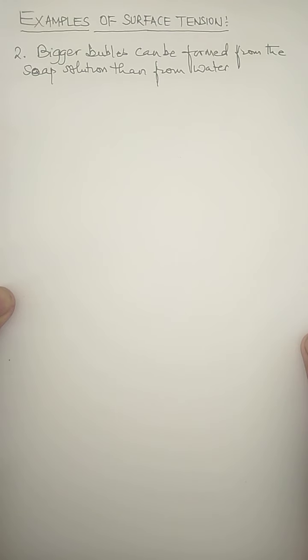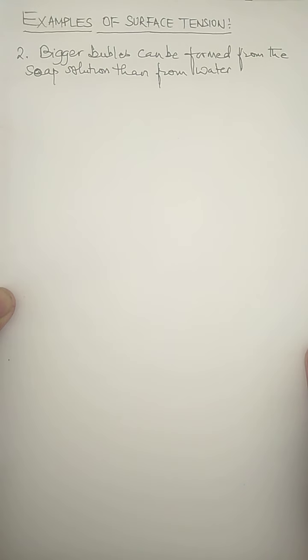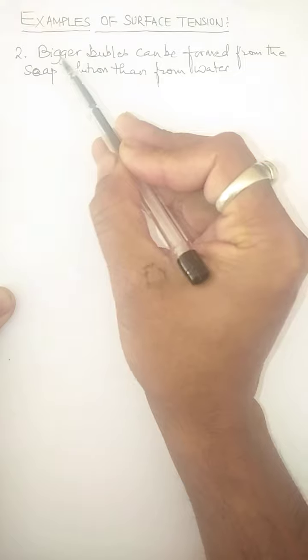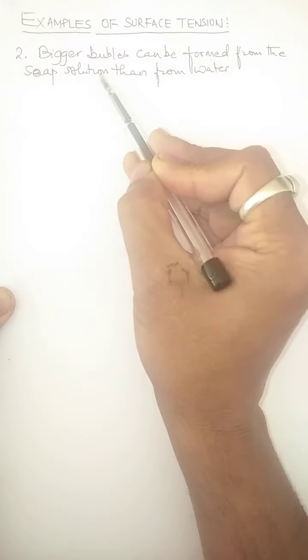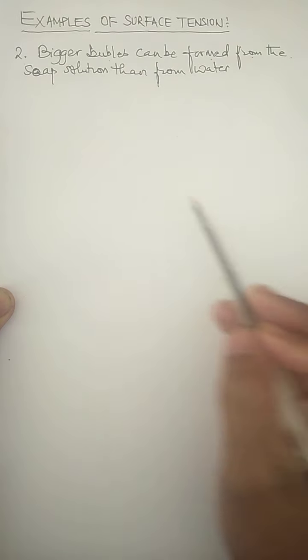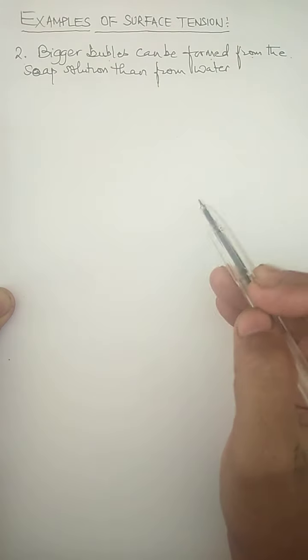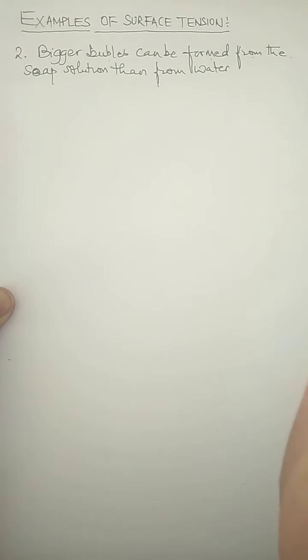Alright, dear children, we continue with the examples of surface tension that you learned in the last YouTube video. Now there are other examples of surface tension that we see in our day-to-day life, and number 2 example, let me just highlight, is that bigger bubbles can be formed from the soap solution than from water. Bubbles can form from water also, and bubbles can form from the soap solution. But why can the soap solution form bigger bubbles than water?